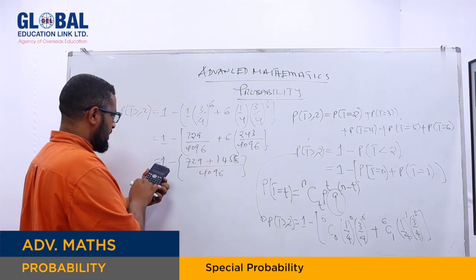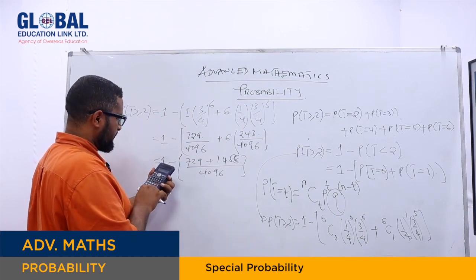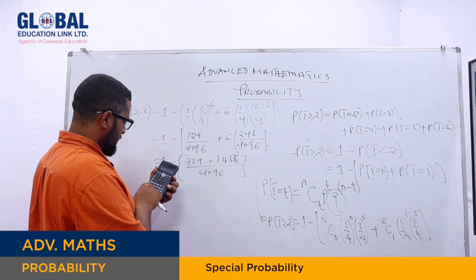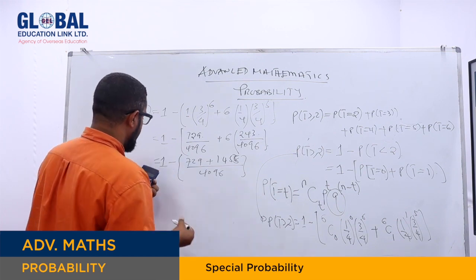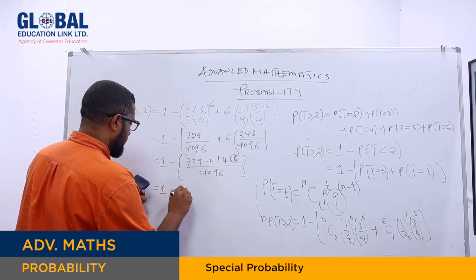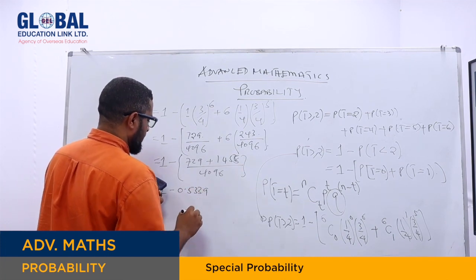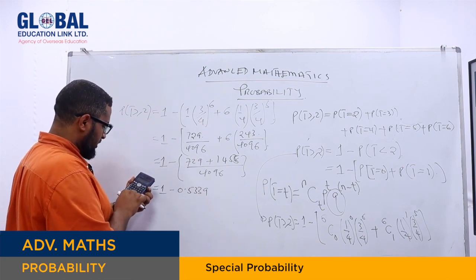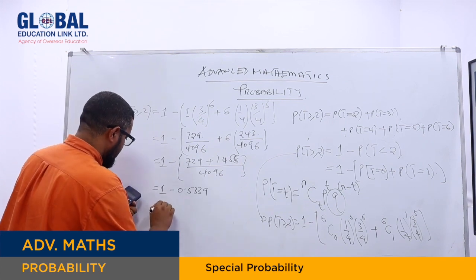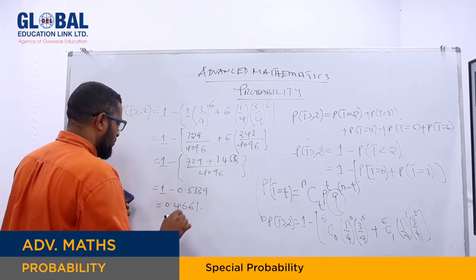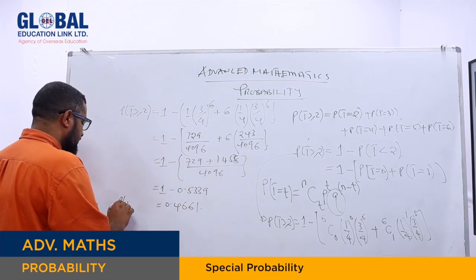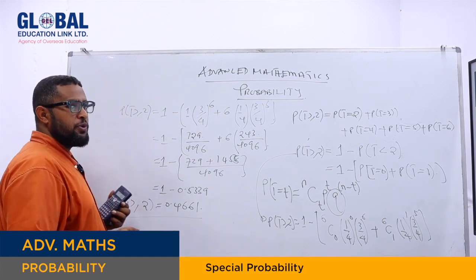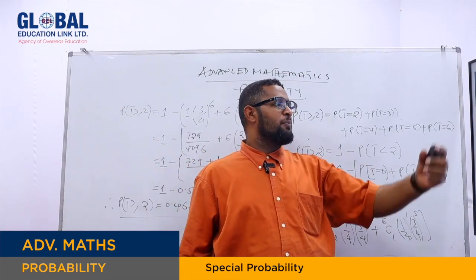Now adding, then simplify. 729 plus 1458 divided by 4096. So you have 1 minus 0.5339. Lastly, when you take 1 minus 0.5339, the last solution is 0.461. So that is the probability of getting at least 2 tails, my dear student. Hope we are together. Okay, now let's see example number 3.